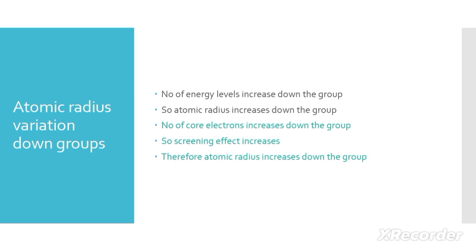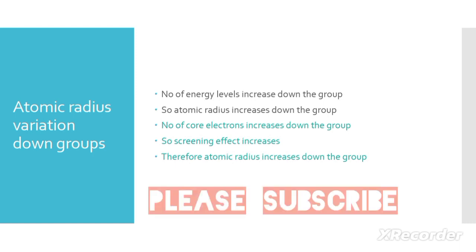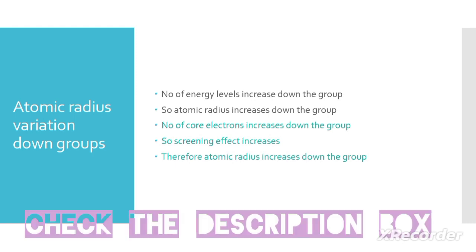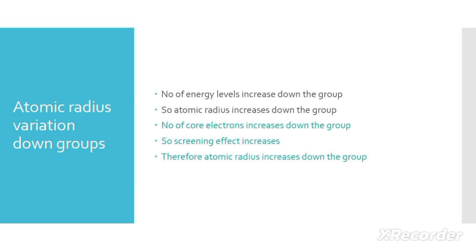Now we are going to summarize the facts that we learned up to now. Atomic radius variation down groups. Right, we know that when going down the group, number of energy levels in an atom increases. Very obvious fact, when the number of energy levels increase, atomic radius increases.